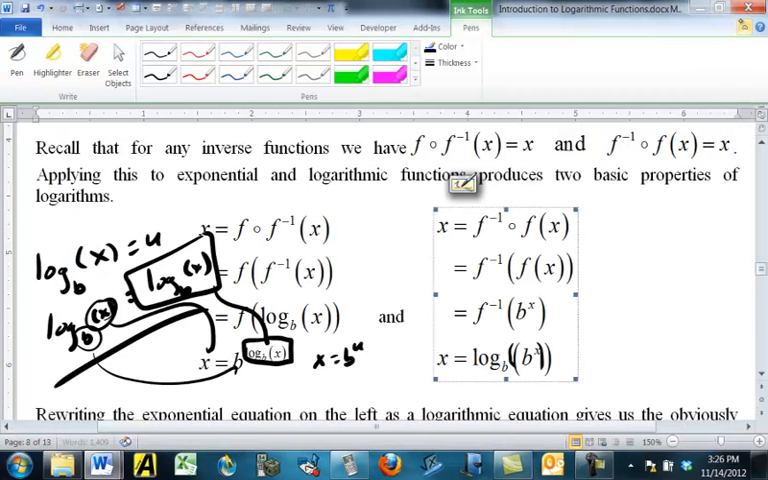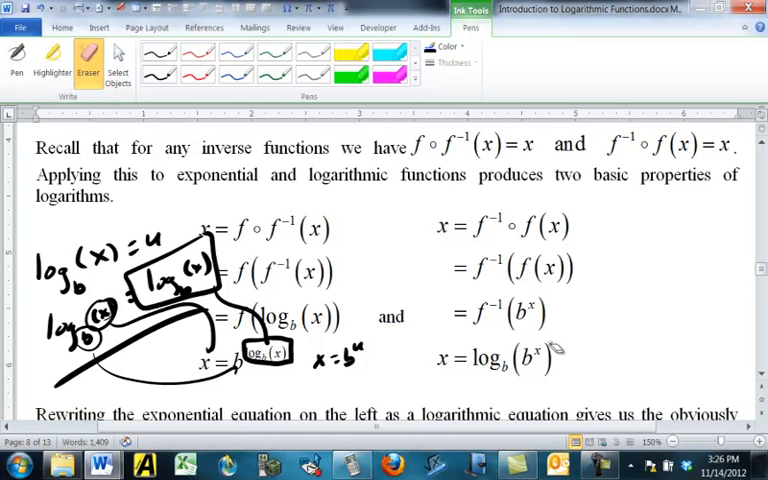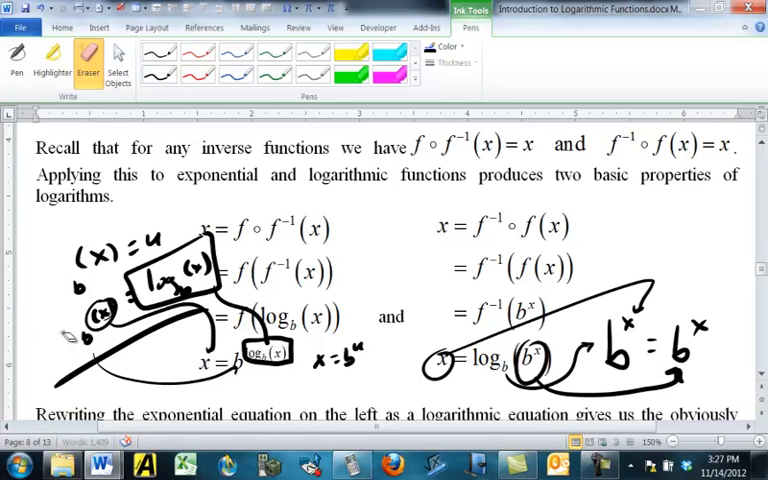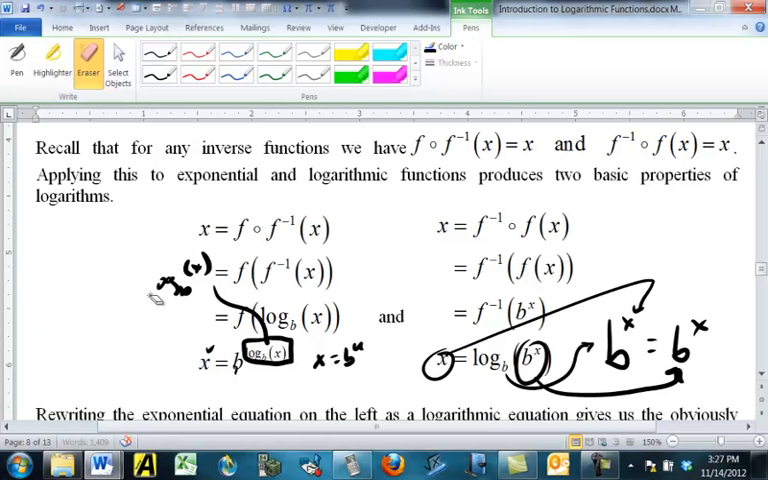Sometimes it's acceptable to leave those parentheses out, but I think it makes a lot more sense of what's actually going on if you leave them in. So if we were to rewrite this as an equivalent exponential, that's the base, x is the logarithm, so that makes it the power. That leaves whatever's in here on the other side, and of course you get another statement that's equally true, b to the x equals b to the x. So these are really just saying the same thing in a different way of writing it.